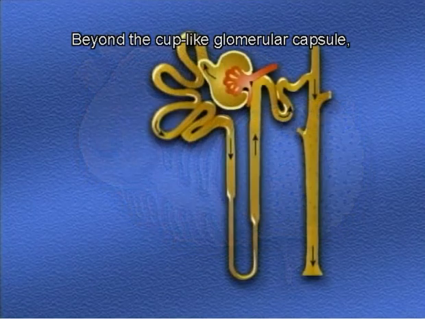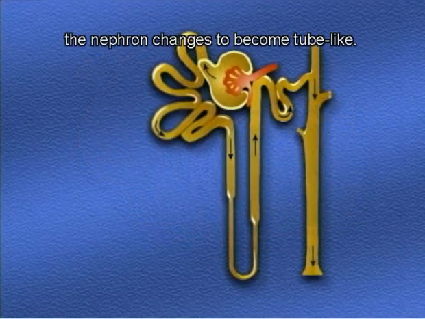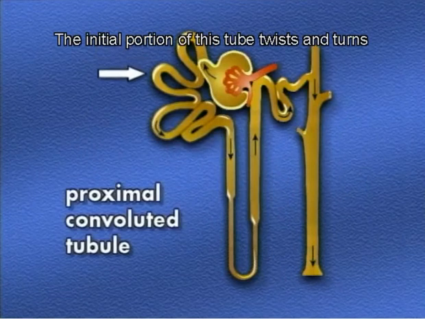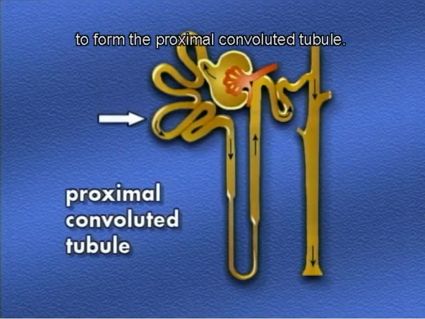Beyond the cup-like glomerular capsule, the nephron changes to become tube-like. The initial portion of this tube twists and turns to form the proximal convoluted tubule.